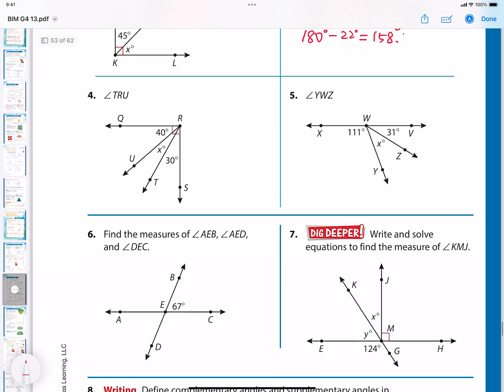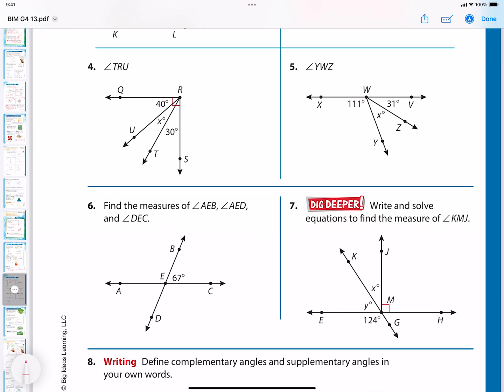Okay. Angle TRU, okay? So this is complementary, so I'm going to do it this way. 90 minus 40 minus 30, okay? Which is what? You can do it this way as well, like parentheses together, okay? Whatever, the same thing, to be honest, okay? Which is what? 20. Okay, 20 degrees. Angle YWZ.